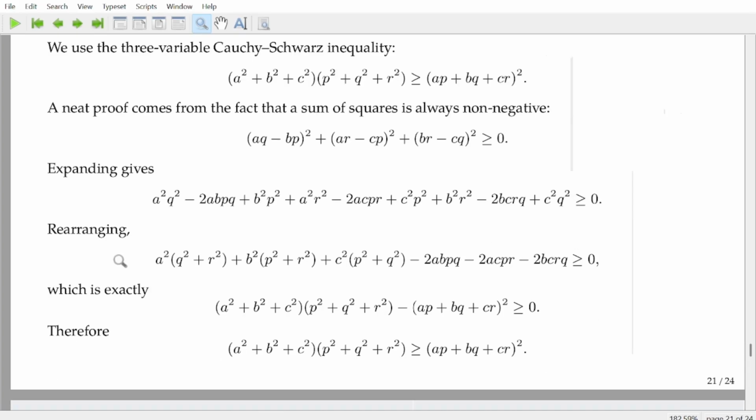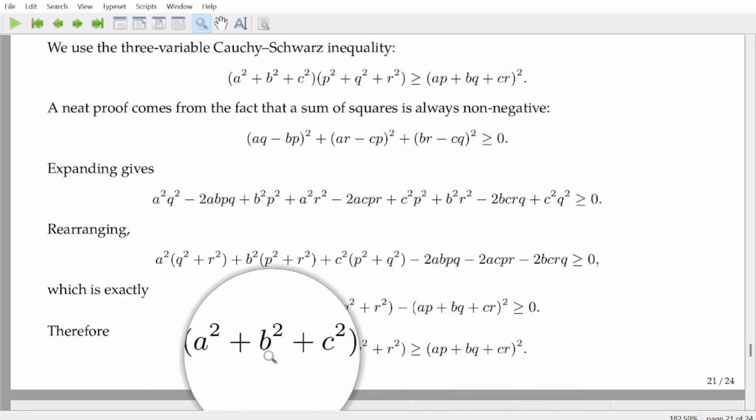Because this is true, right? So if we rearrange all the terms that we had up here, we get this, which is obviously going to also be greater than or equal to 0, since it's a sum of squares. And this thing here turns out to be exactly the same as this thing. So that gives us that (a squared plus b squared plus c squared) times (p squared plus q squared plus r squared) minus (the sum of all that stuff) squared is greater than or equal to 0. And then moving this term onto the right-hand side gives us the required result.